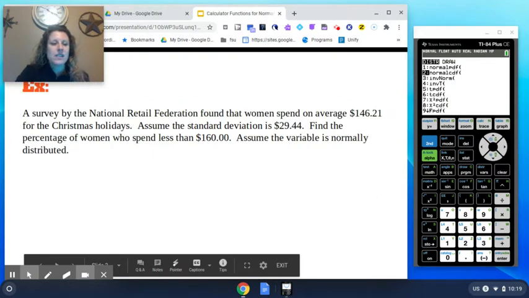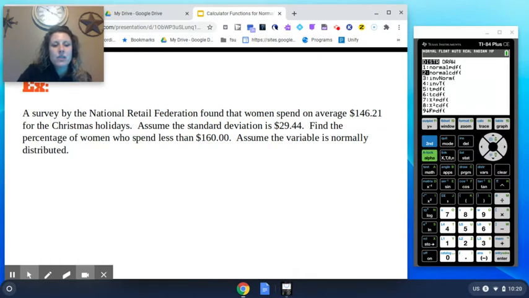Okay, here's the first example. A survey by the National Retail Federation found that women spend on average $146.21 for the Christmas holidays. Assume the standard deviation is $29.44. Find the percentage of women who spend less than $160. Assume the variable is normally distributed.